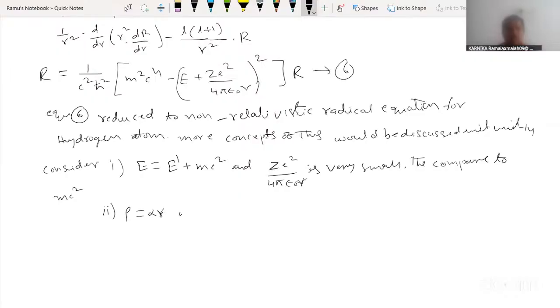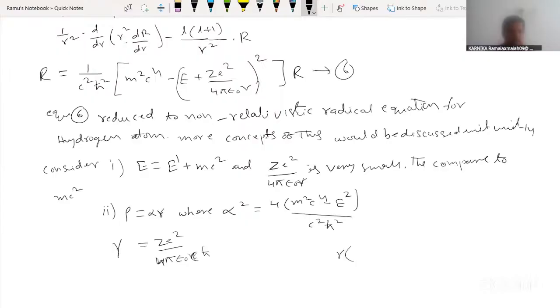Where alpha square is equal to 4 m square c power of 4 minus E square by E square h cut square, that is gamma is equal to Z square by 4 pi epsilon naught, here c h cut. So here r is equal to c h cut.